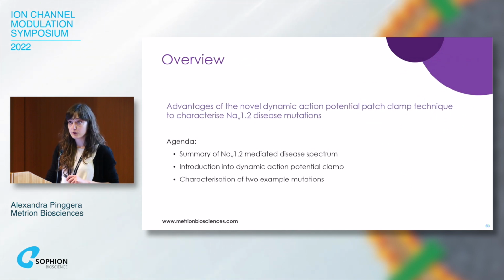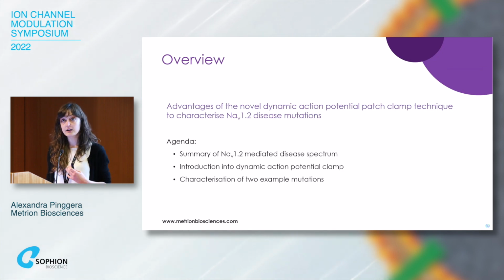But before going into details, I would like to give you a little overview of NaV1.2 and its mediated disease spectrum. And at the end, I would like to give you a few examples of such disease mutations we characterized using this technique. It allows us a better understanding of the physiological consequences of such mutations on neuronal firing compared to conventional voltage clamp assays.